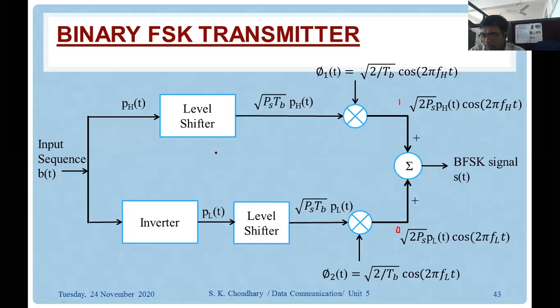Okay. Further, these would be passed through the two product modulators, as we have seen, and then through the adder, to generate the BFSK signal, binary frequency shift keying signal. I hope all of you have drawn this diagram and understood the operation of this. It is very simple. It is already defined from this diagram and each and every block.